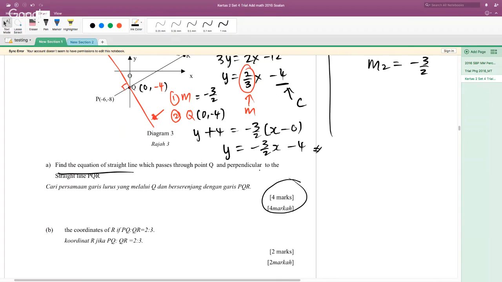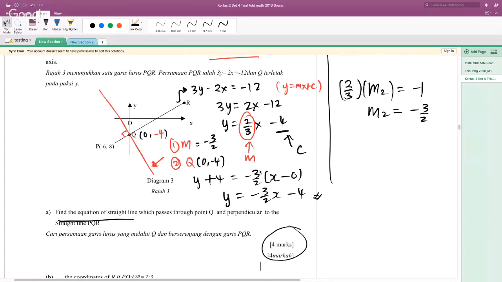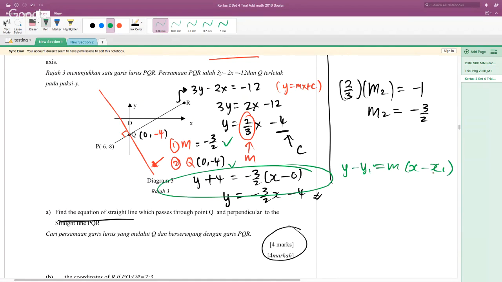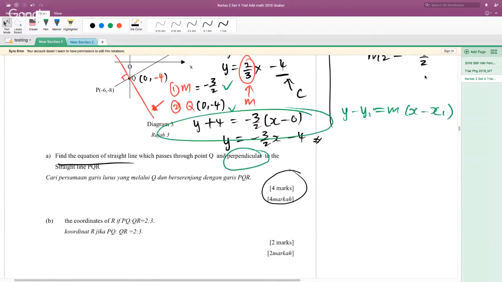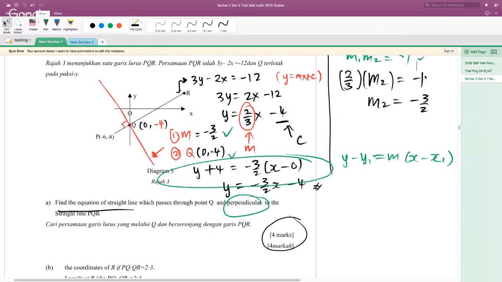And then they give you 4 marks. So whenever you want to find a straight line, you must be very clear what you want. You will need to have the gradient as the first information, and then you will need to have the coordinates, and then substitute into this formula, y minus y1 equals m(x minus x1). Sometimes the gradient you will need to work out like this one, m1 multiply m2 equals -1. Whenever you see the word perpendicular, you need to use this formula. Sometimes you can straight away get it from the equation itself. So far so good? Yeah, then we will go to the ratio thing, PQR.